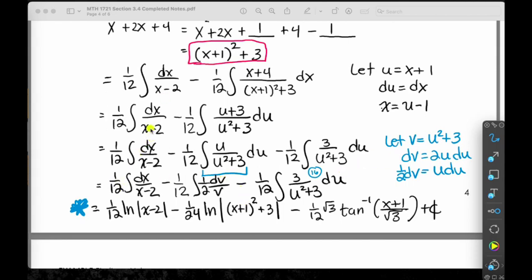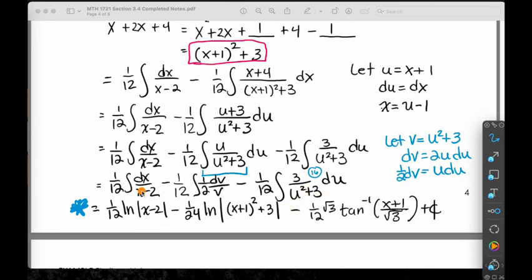So this first integral keeps getting carried down because this is ready to go. So I have 1/12 the integral of dx over x minus 2. When I do my second substitution on this integral, I have minus 1/12 times 1/2 dv over v. And this one here, I'm just carrying down for right now. I have 1/12 times the integral of 3 over u squared plus 3.